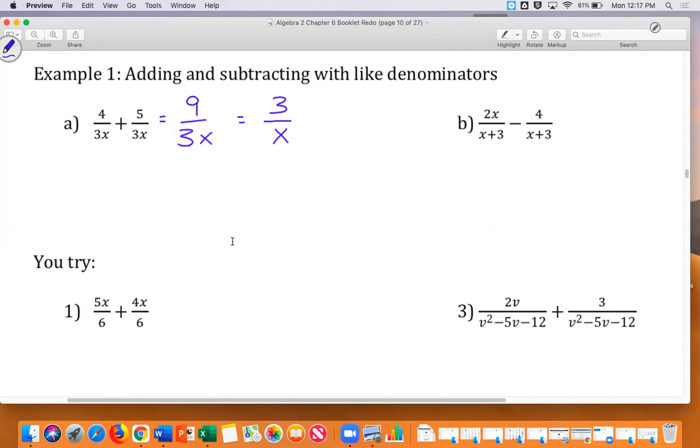Over here, I have 2x/(x + 3) minus 4/(x + 3). They're both over x plus 3. So I can write it as (2x - 4)/(x + 3). Nothing I can do there. I can't combine the 2x and the 4. They're not like terms. There's nothing to be canceled. You guys try the bottom two. See what you can do.